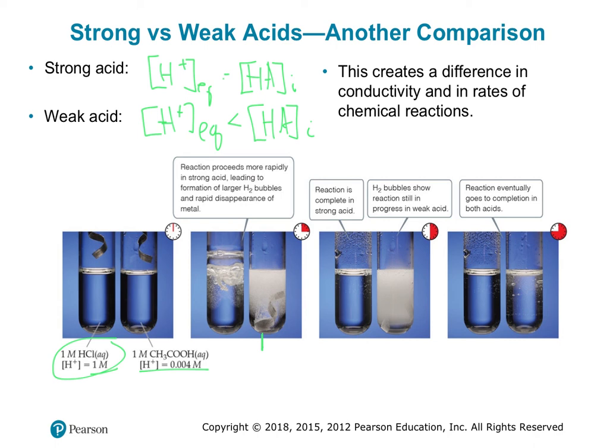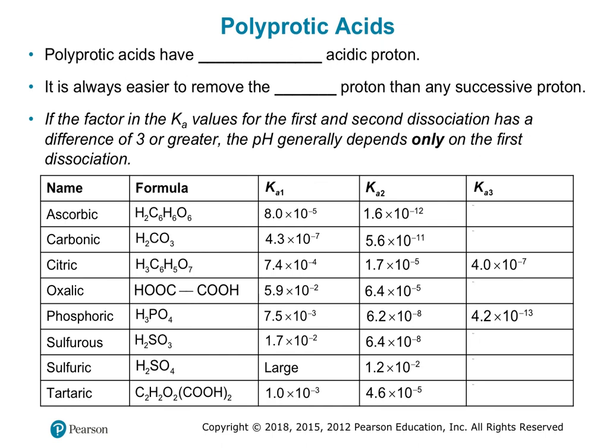While our strong acid starts to bubble, it's very vigorous, and the reaction is complete much quicker. So in this one, it's complete already, where in our weak acid, it's still reacting, and then eventually it'll go to completion. So it doesn't affect the final equilibrium of that reaction, but it does take a lot longer to get there. And then lastly, as far as weak acids go, we're going to talk about polyprotic acid.